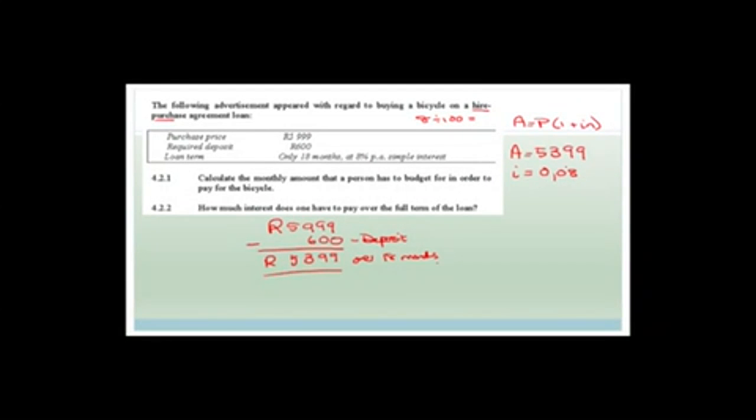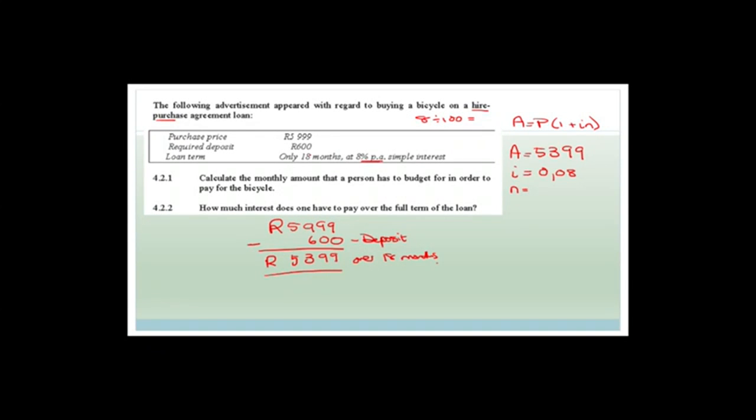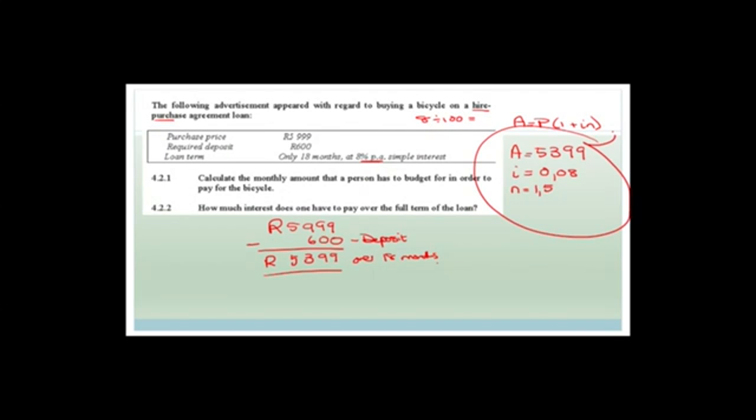Now we know that A is equal to P, 1 plus i n. In this case, the amount is going to be the total amount that we have to pay off, which is 5,399 rand. So A is 5,399 rand. The i is the interest rate, which is going to be 0.08. How did I get that? I took my 8 and divided by 100 to get it into decimal, which becomes 0.08. My n, now please remember that this is per annum, and they're talking 18 months. So what do I need to do? I need to change that 18 months to years. And 18 months is equal to 1.5 years. Okay. So our n is going to be 1.5. So now I can substitute this into this formula and work out what my monthly payments are going to be. So let's do that.